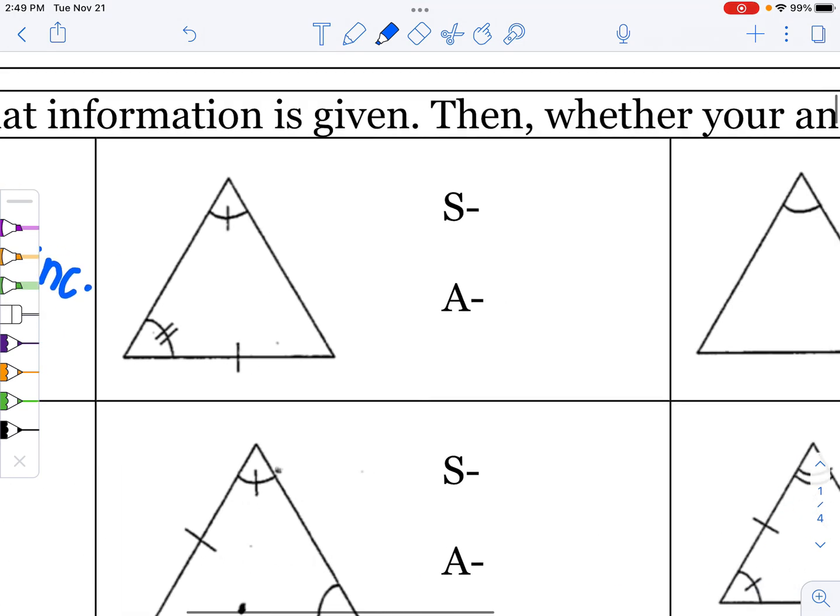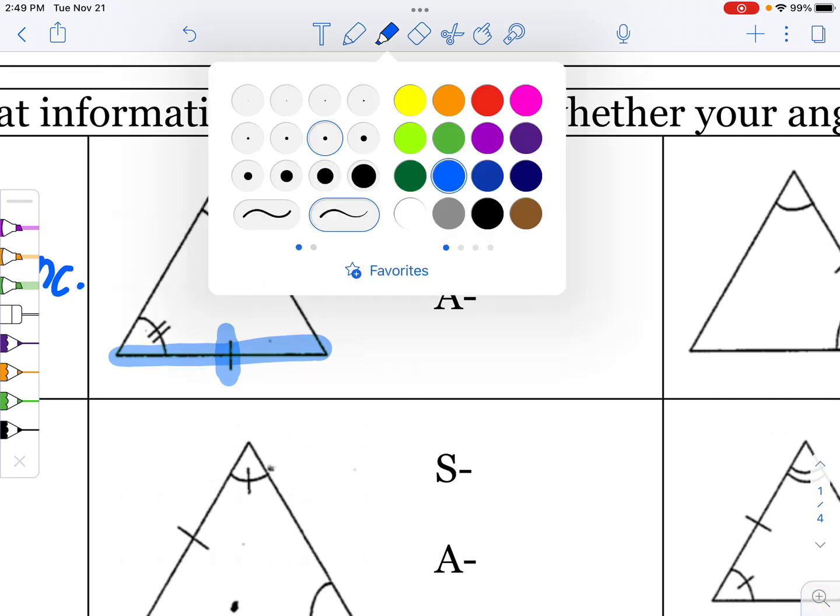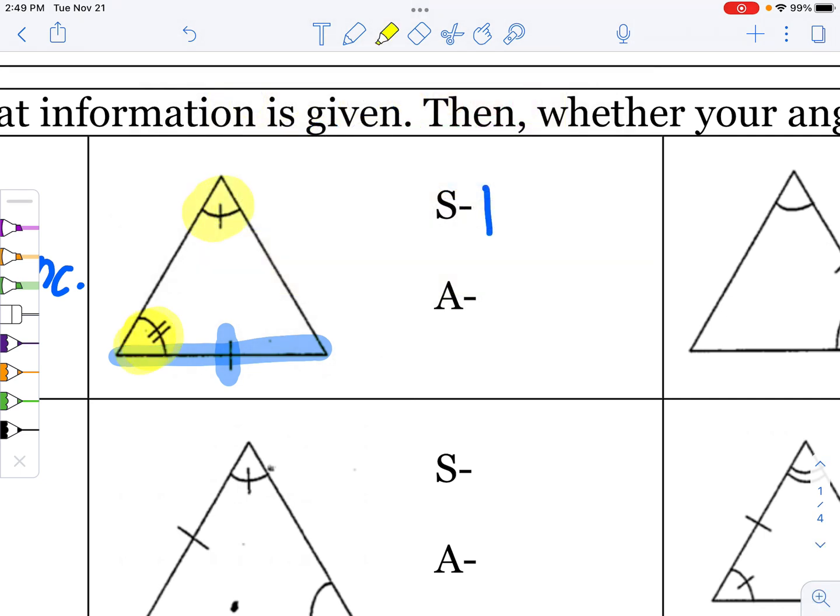All right, let's move on to our next one. Now I have a total of 1 side marked, but I have 2 different angles marked on this picture. Again, our process is to circle the one with 1 and ask ourselves, is that lonely one included or non-included in the conversation?